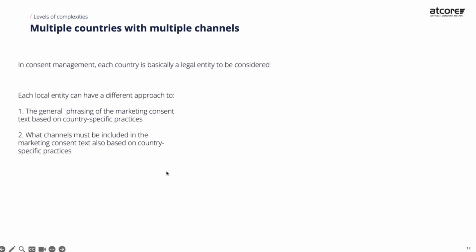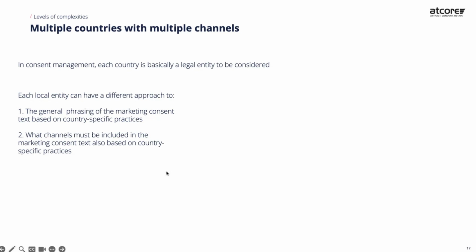Now, I just want to highlight the importance of taking your time to understand local legal legislations. Every country is basically a legal entity to be considered. And you might think, why not just include all channels in the consent text across all countries? And I won't exclude this as an option because it will simplify your consent management. However, if it's not legally required to explicitly mention a specific channel in the consent text, I would recommend that you exclude it from the text.